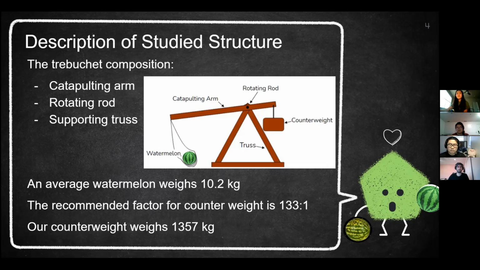We will be basing our design calculations around initial factors such as the weight of the typical watermelon and the corresponding counterweight for the system. We have estimated the weight of a watermelon to be roughly 10 kilograms, and therefore an optimal counterweight for that watermelon will be just under 1,400 kilograms.